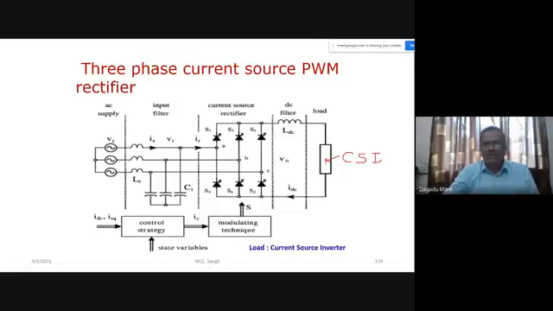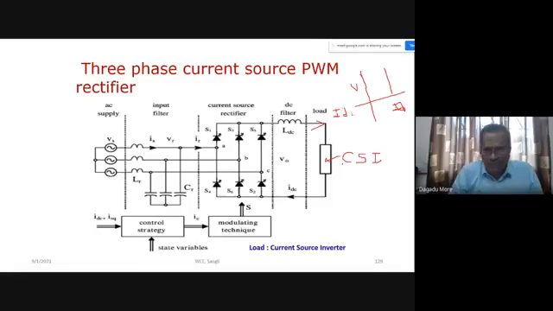Now our interest is that we should have a DC current source. The current flowing here will be ID, a DC current, and it is a DC current source. How are the characteristics with respect to voltage? Our ID current will remain constant, and as per the requirement, our voltage will change. So current should remain constant, that is ID. And the load, whatever we have shown here, is nothing but a current source inverter.